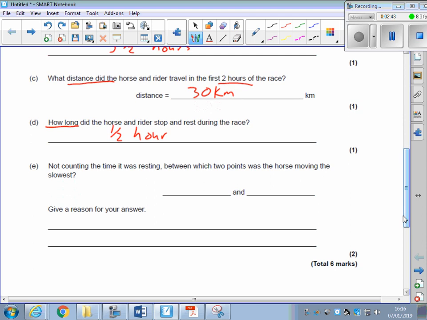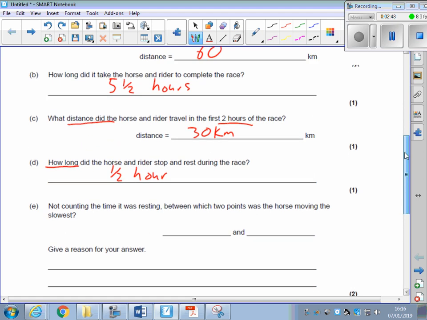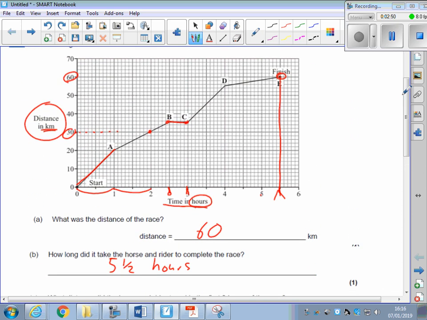Okay, not counting the time it was resting, between which 2 points was the horse moving the slowest? Okay, so now we need to analyze a little bit about what this graph means. The steeper the graph, the more the distance is changing per hour. So the steeper the graph, the faster the horse and rider is traveling. So to rephrase the question, which is the flattest bit of the graph? AB is relatively flat, but actually, if you have a careful look, you'll notice the flattest bit is actually between D and E.